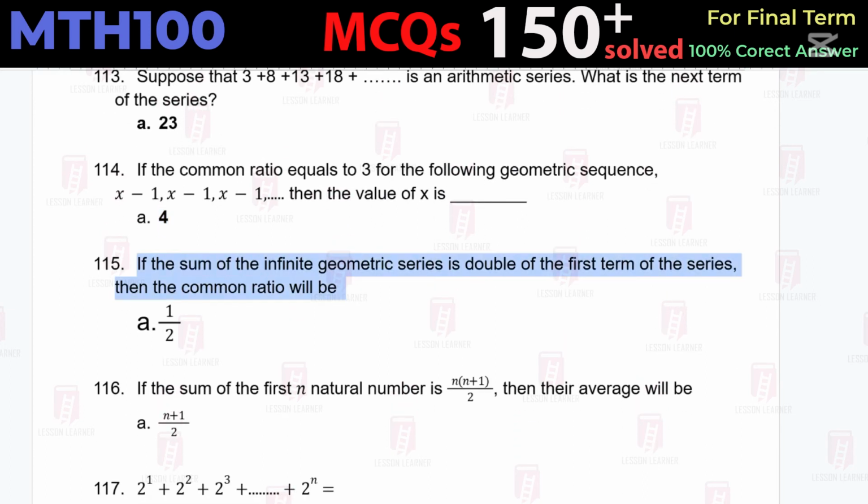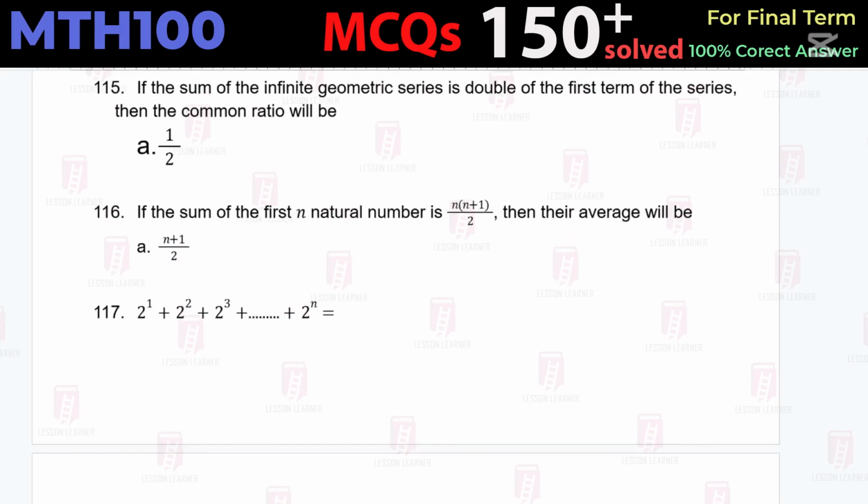If the sum of the infinite geometric series is double the first term of the series, then the common ratio will be half, 1 by 2. If the sum of the first n natural numbers is n into n plus 1 by 2, then their average will be n plus 1 by 2.